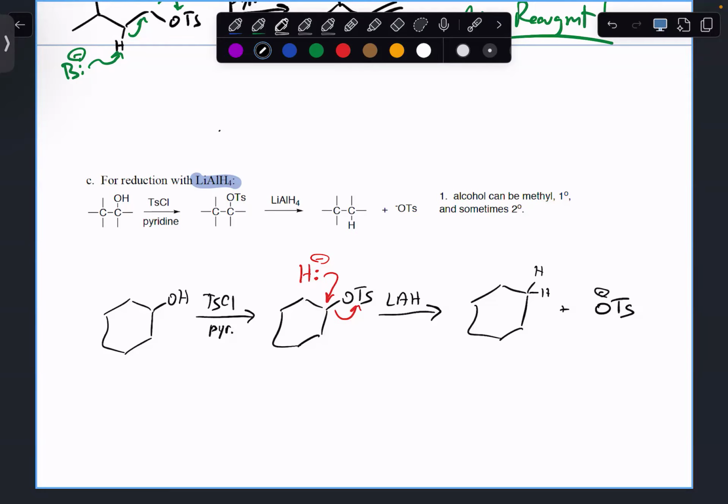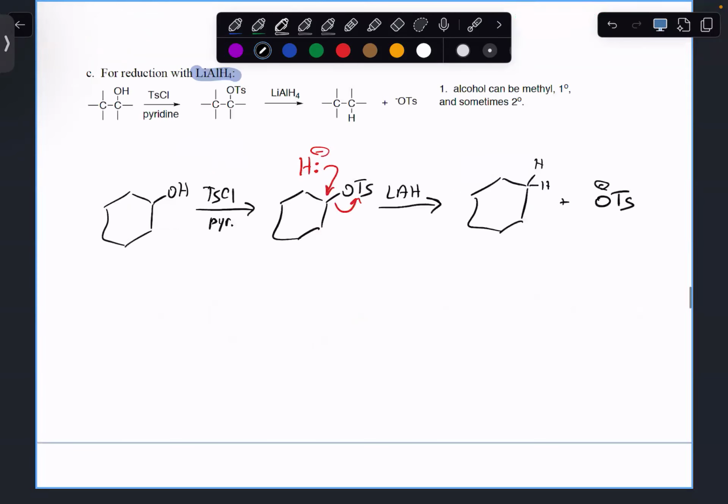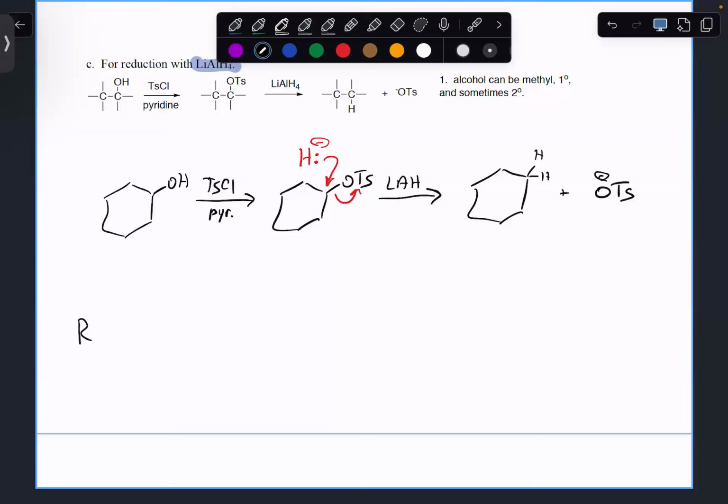Okay, the next transformation is going to be one of the most useful, and you're going to use these all the time. And that is taking an alcohol and converting it to an alkyl halide. Now think about why that would be useful. We've been talking for a while now about the utility of alkyl halides. Turns out they do a lot of chemistry. They are very versatile intermediates.